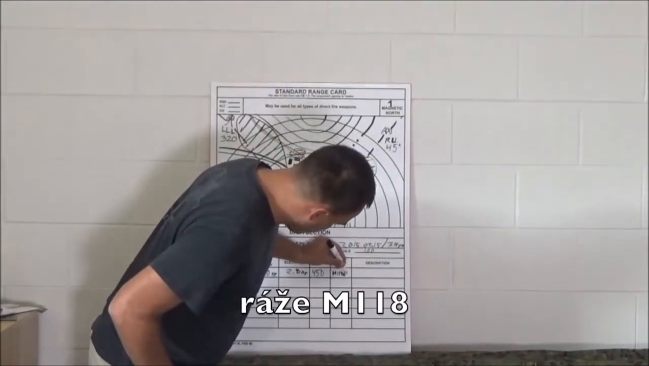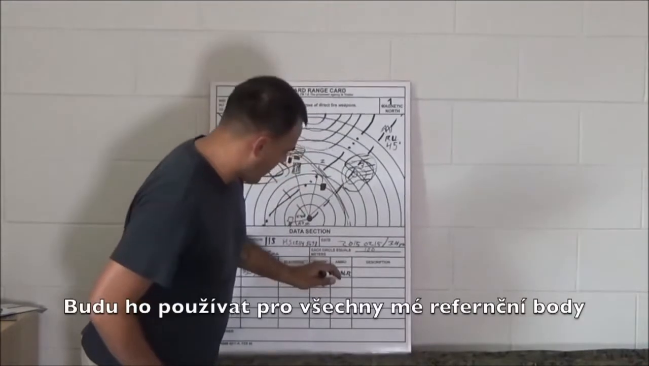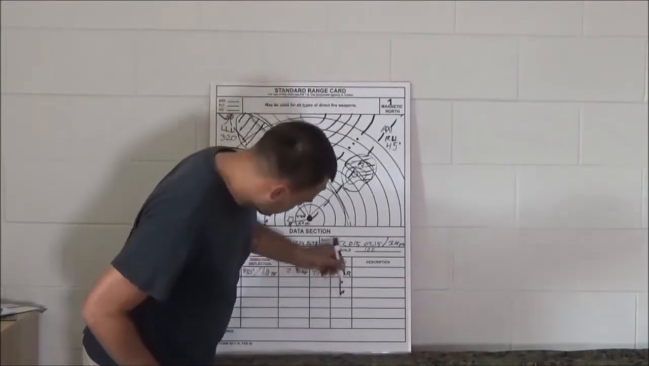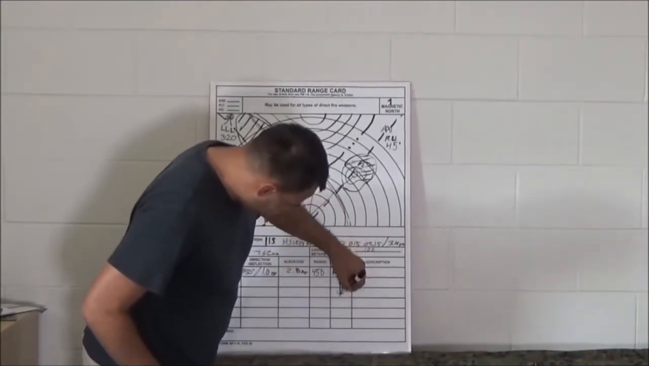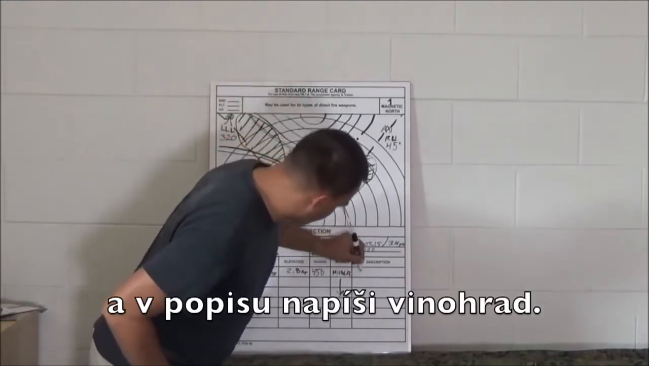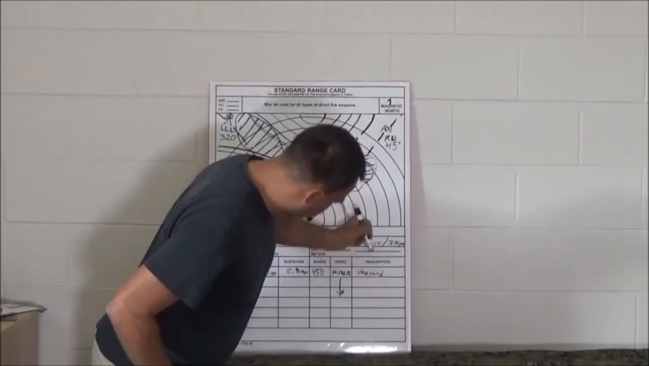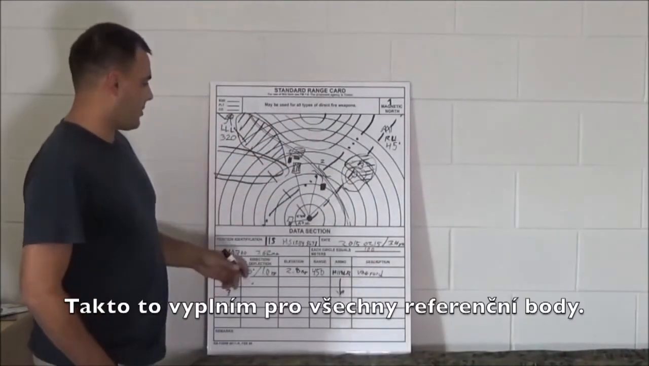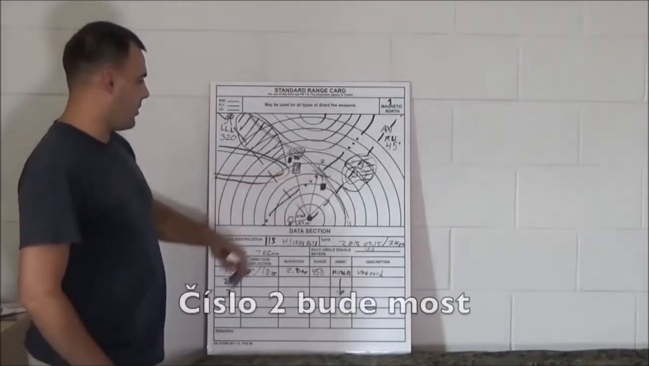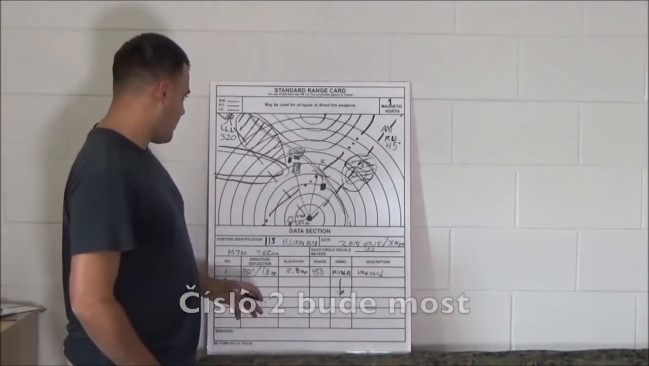M118. And I'll use that for all my reference points. And for description, I'm just going to put vineyard. And we'll do the same thing for all the target reference points. So number 2, the bridge.